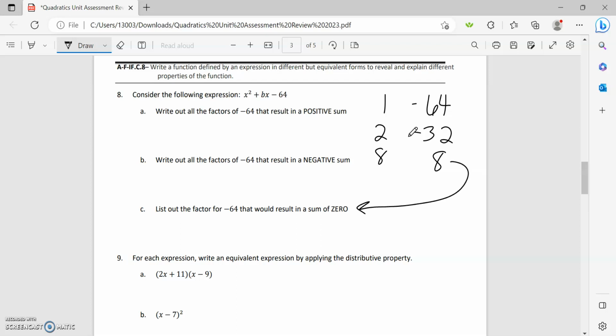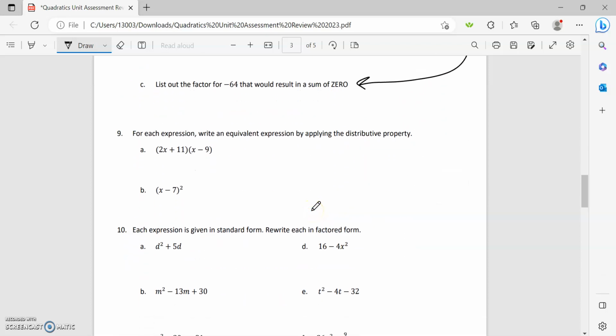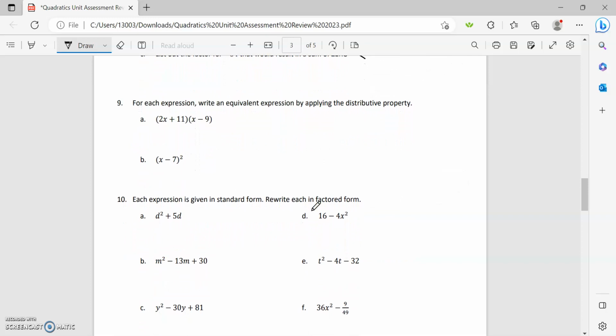So listing out the factors of negative 64 that result in 0, there should be only one, and that would be the square root of 64. Everything else, if I were to add them together, 1 and 64, or 2 and 32, and 4 and 16, those do not give me 0. So there's only one case where it's 0. Okay, moving on. Question 9.